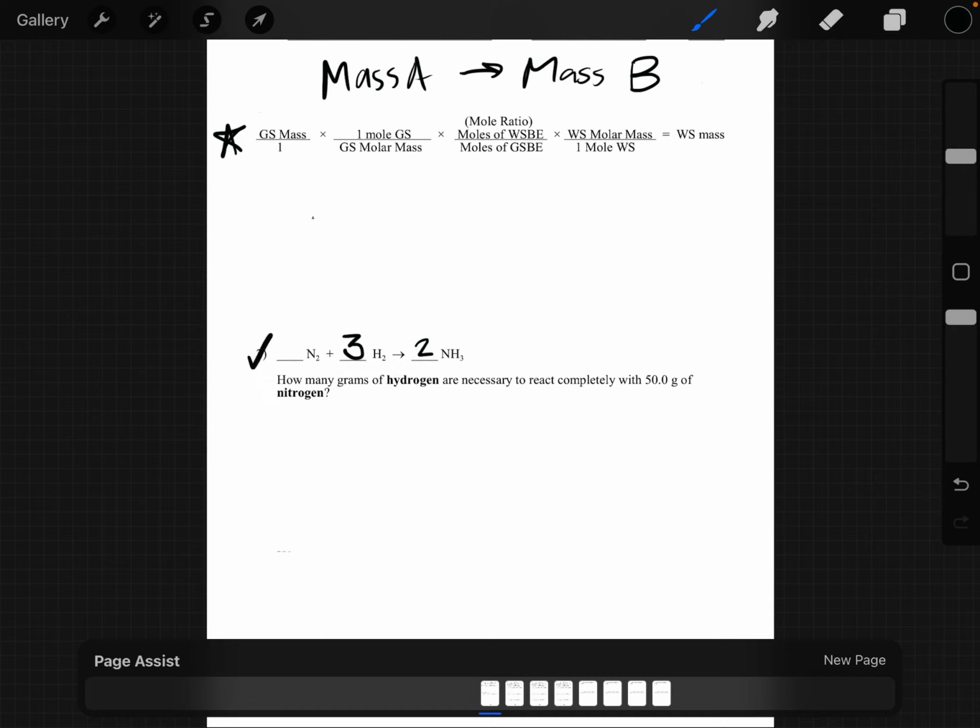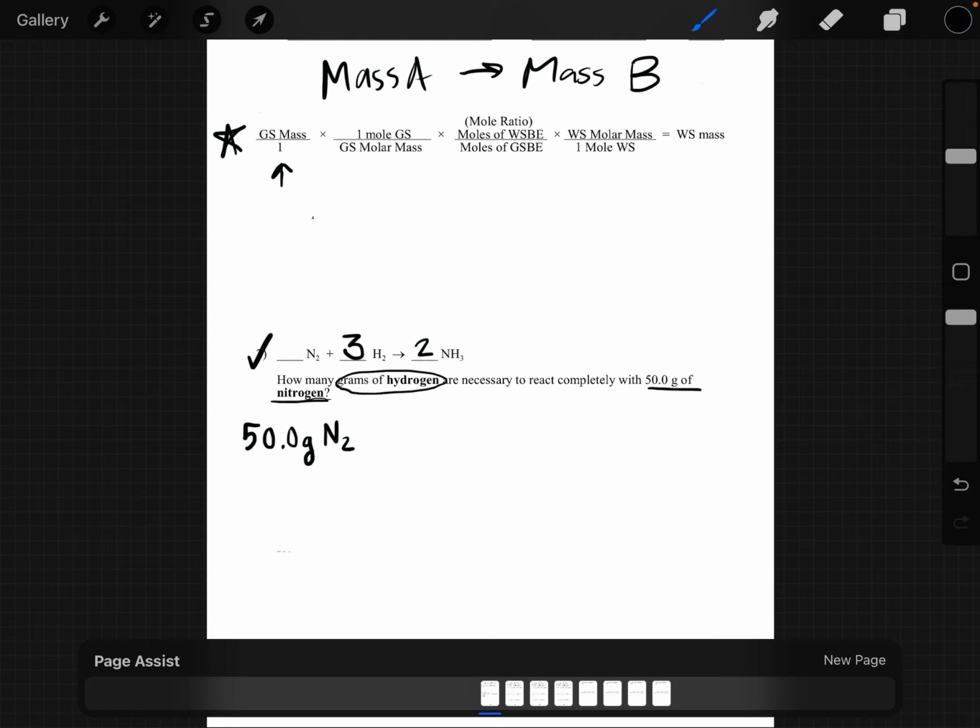Okay, now I need to make sure I underline my given, and then I circle my wanted. Okay, and my first fraction in stoich is always going to be given over 1. So I'm going to say 50.0 grams of nitrogen.